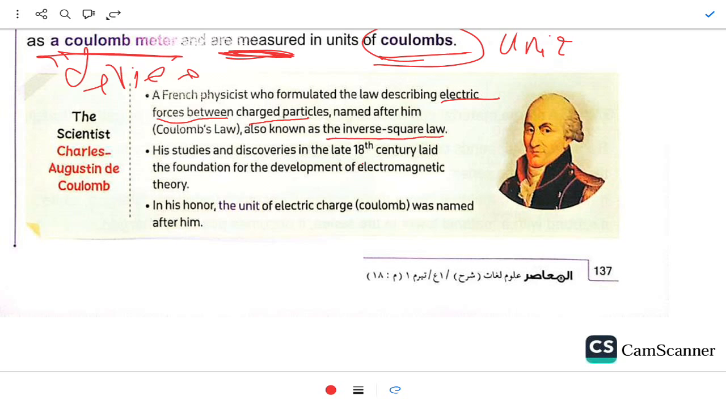His studies and discoveries in the late 18th century laid the foundation for the development of electromagnetic theory. In his honor, the unit of electric charge, the coulomb, was named after him for his discoveries and invention.